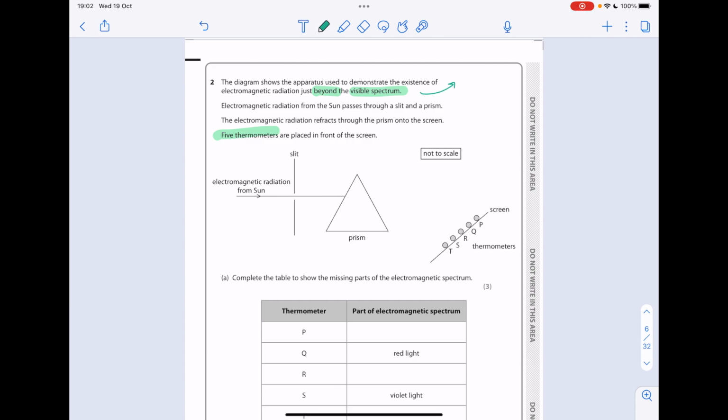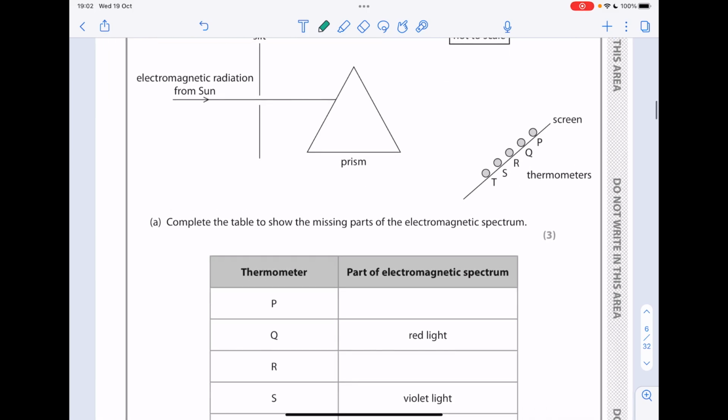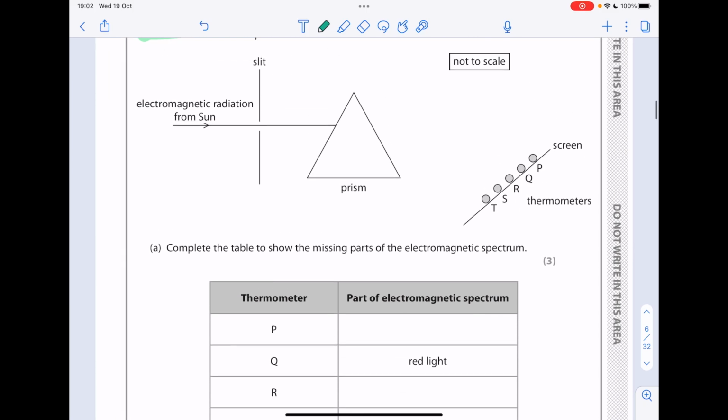Remember with the EM spectrum, just before visible light comes infrared, and just after visible light comes UV. So complete the table to show the missing parts. What would P be? Well, we know that Q is red light. And remember, with visible light, starting from the longest wavelength, it goes red, orange, yellow, green, blue, indigo, violet, Richard of York gave battle in vain.